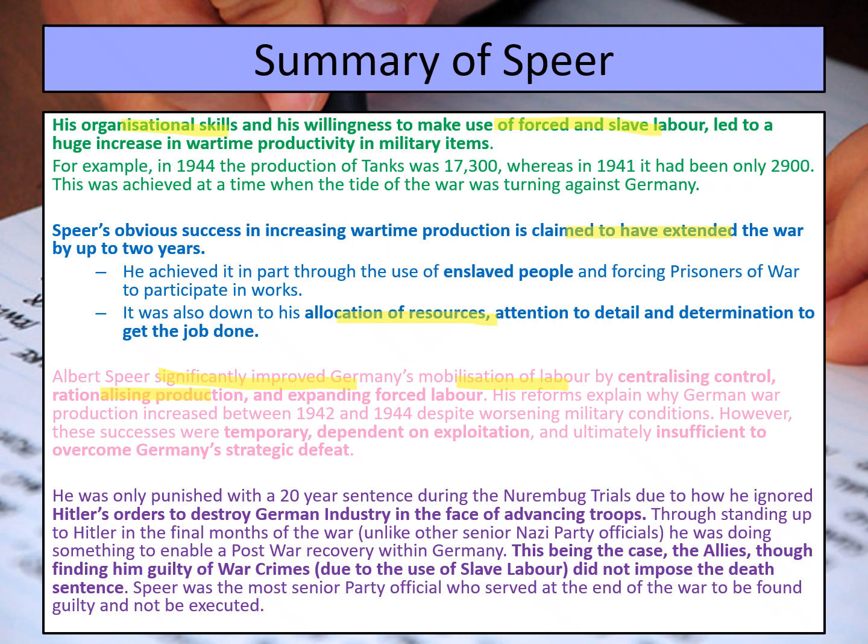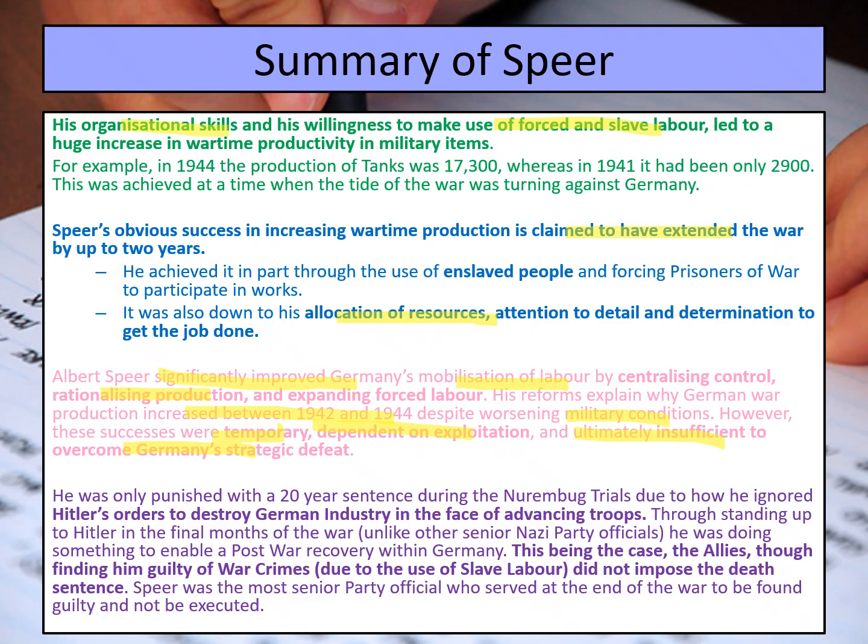His reforms explain why the German war production managed to increase in the years of intense Allied bombing, despite those worsening military conditions. However, we don't want to be too positive about his impact on the German wartime economy. It was temporary. It was dependent on the exploitation of all of those people that were forced to work in horrendous conditions. And ultimately, his efforts were insufficient to overcome Germany's strategic defeat.